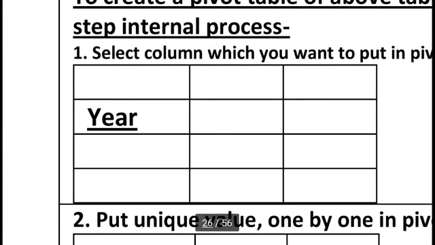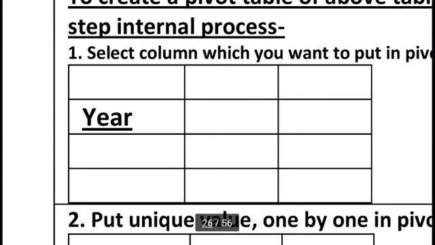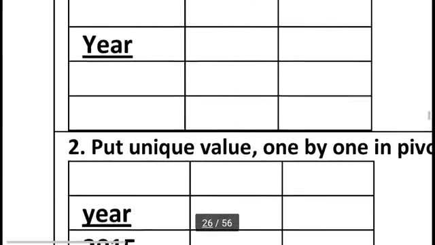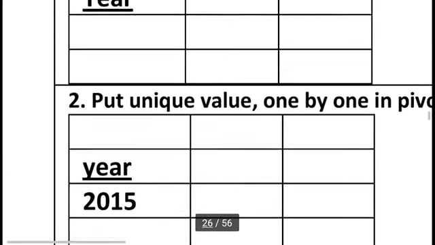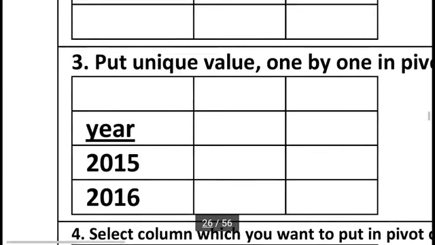I am writing the year heading and all the years, 2015 and 2016. So this is a pivot row. Here is our column, but in the pivot table I want to show all the years in the pivot row. But this is a cross table format.